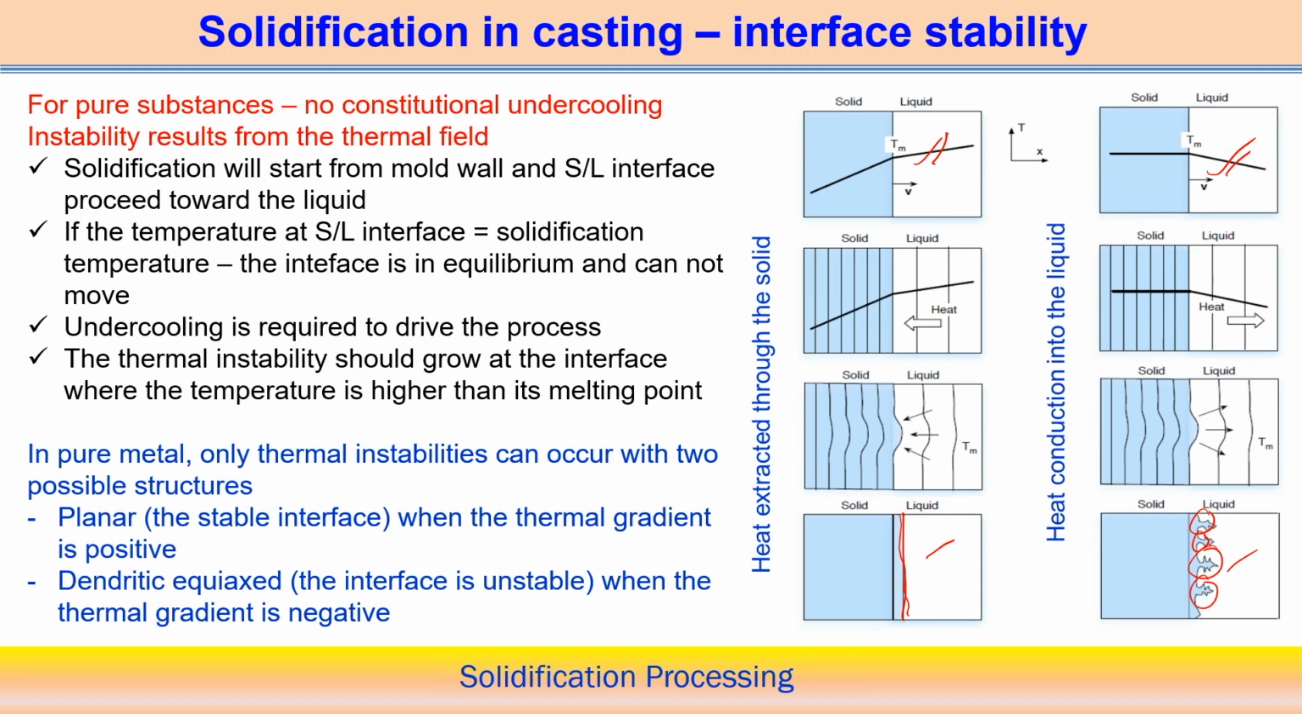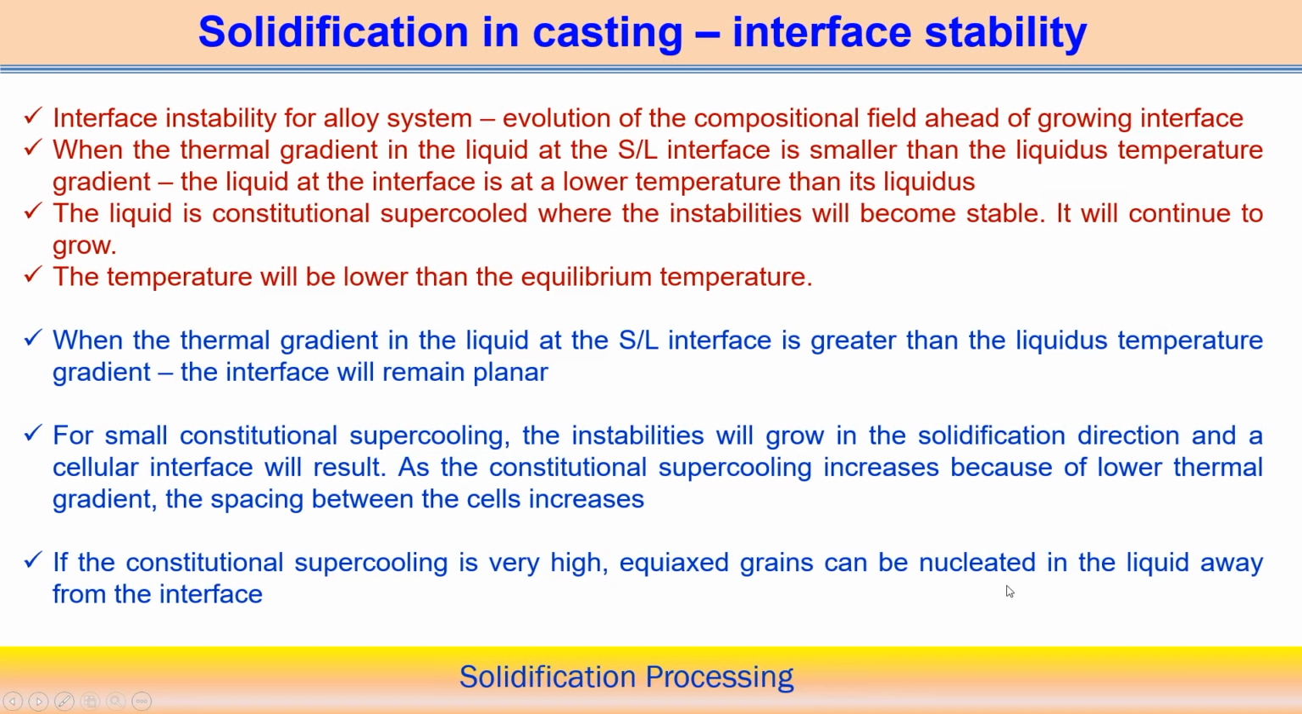Usually planar interfaces occur in the case of pure substances, but at the same time a dendritic equiaxed structure may also form in a pure metal. But in all these cases the instability is governed only by the temperature conditions. That means compositional changes do not influence the instability condition in the case of a pure metal.